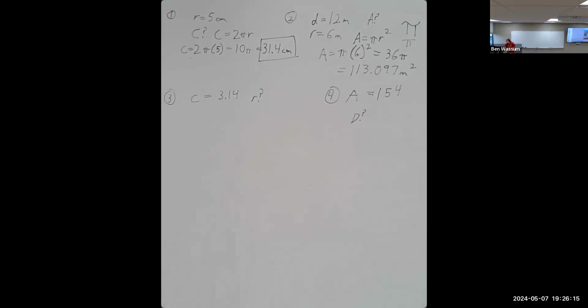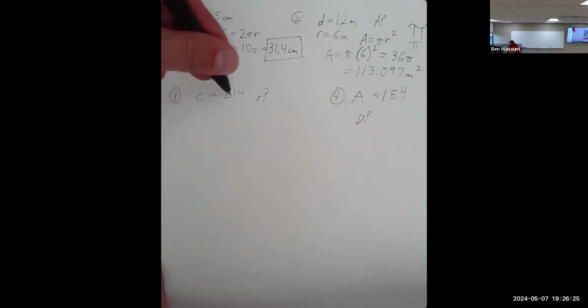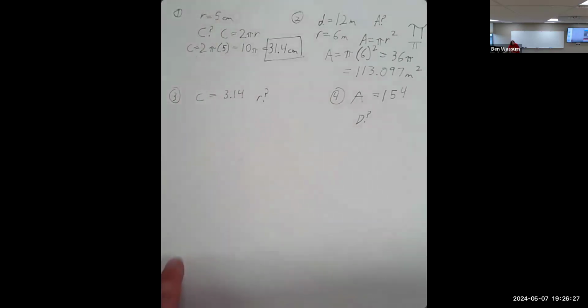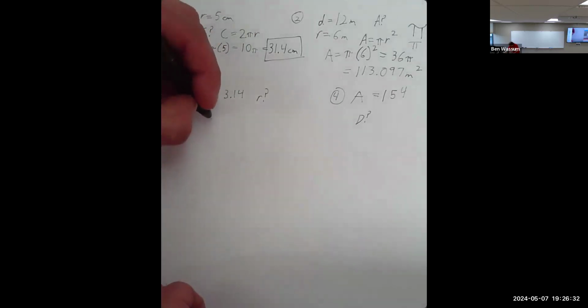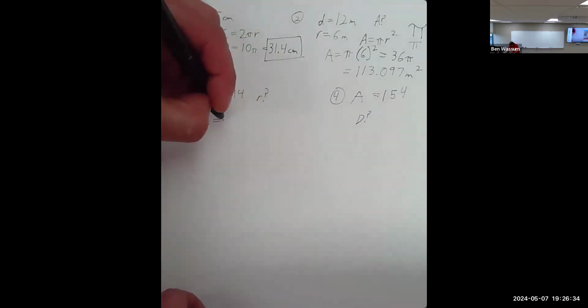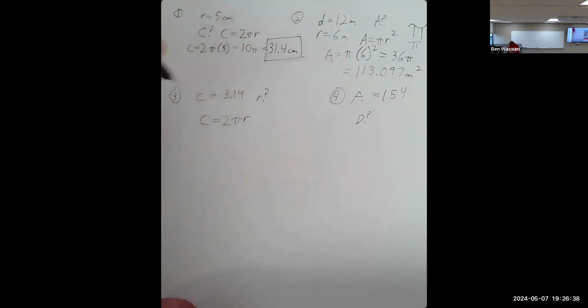Number three, we are given the circumference is 3.14. And we're asked, what's the radius? So in this case, we're basically given pi, right? But it's pi to two decimals, so hey, whatever. Let's see what happens. So we have our formula, C equals 2 pi r. And we know our circumference is 3.14.